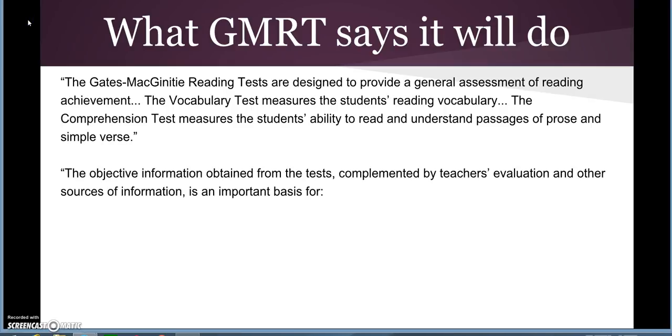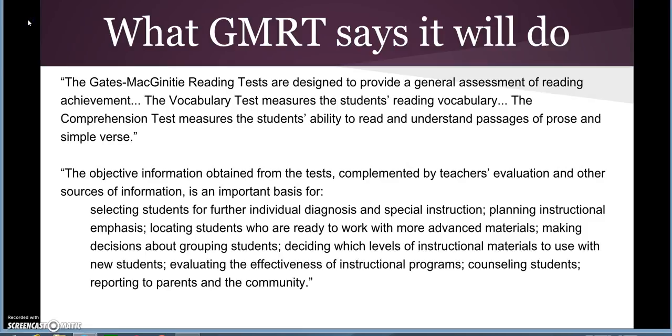The objective information obtained from the test, complemented by teachers' evaluation and other sources of information, is an important basis for selecting students for further individual diagnosis and special instruction, planning instructional emphasis, locating students who are ready to work with more advanced materials, making decisions about grouping students, deciding which levels of instructional materials to use with new students, evaluating the effectiveness of instructional programs, counseling students, and reporting to parents and the community.